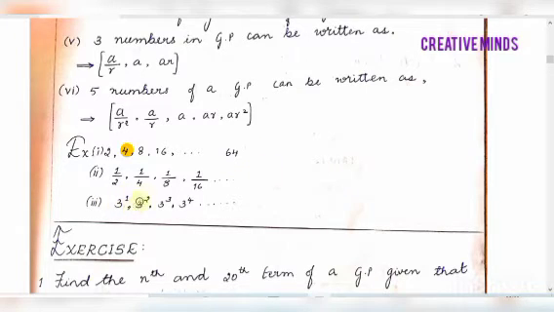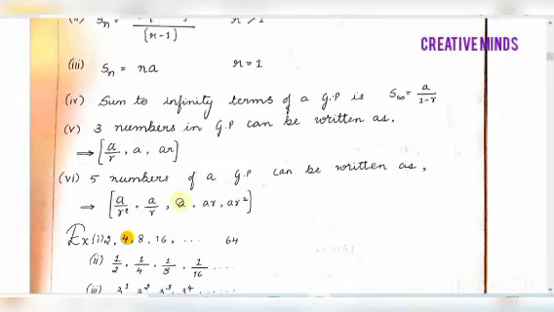Here 3 to the power of 1, 3 square, 3 to the power 3, 3 to the power 4, and so on. Here also the common ratio is 3. 3 square by 3 to the power of 1 is 3. 3 cube by 3 to the power of 2 is 3. So the ratio is a constant, which is 3. So this is also a GP.